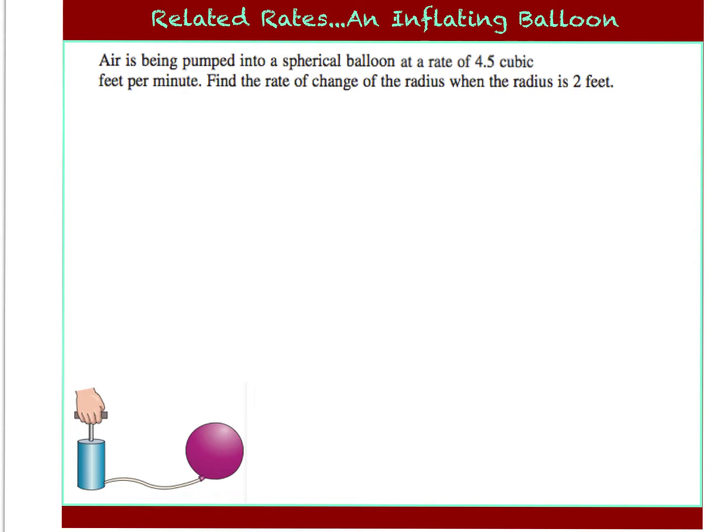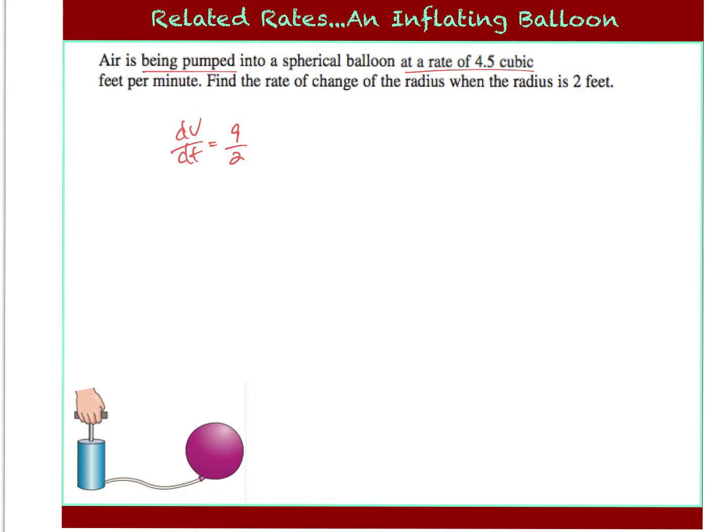Air is being pumped at a rate of that. So what does that mean? When we pump air into it, is that creating area? No, that's creating what? Volume. So my volume is changing at a rate of 4.5 cubic feet per minute. So how do I write that? That's dV/dt is equal to, I'm going to call it 9/2 because I don't like the decimal. Okay. All right. And then let's keep reading.